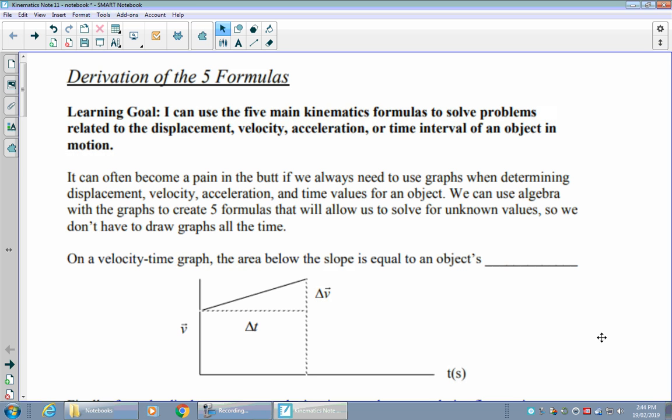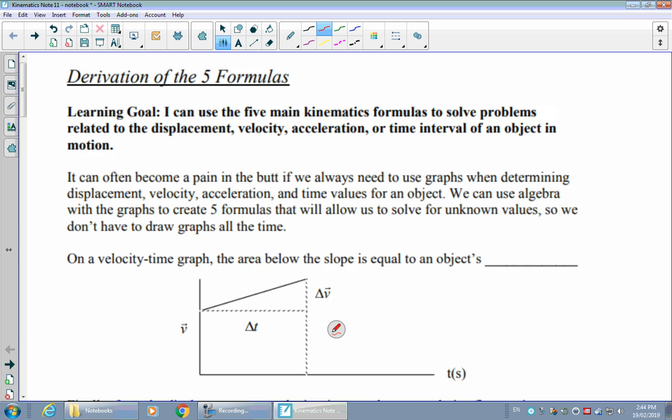In the long run, we'd like to be able to make calculations related to the motion of an object without always having to rely on drawing a graph. So what we'd like to do now is take a look at what we know from certain graphs and see if we can come up with general equations or formulas that we can follow every single time without having to always graph things out.